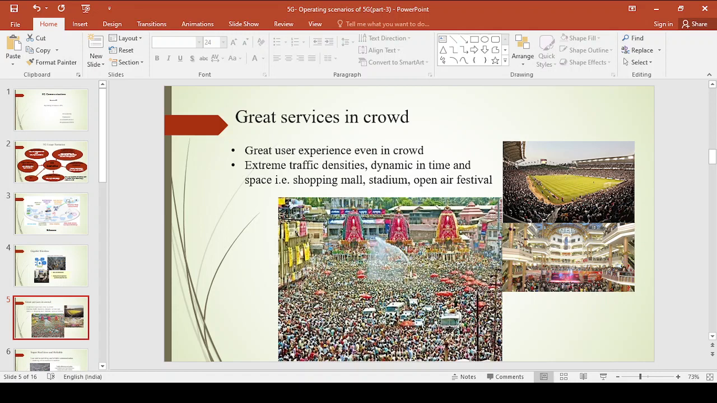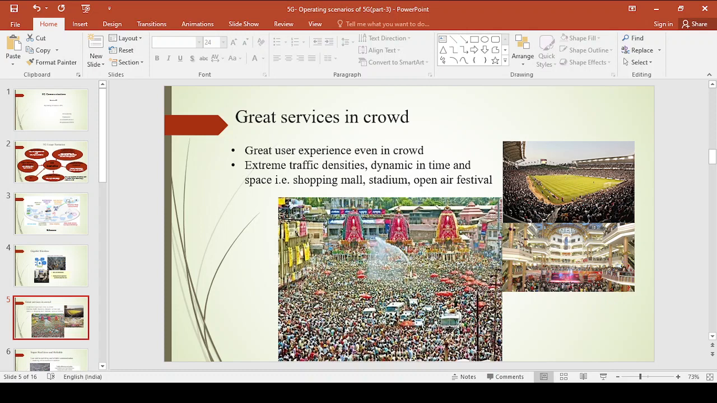If these are the situations under 4G, we may not be able to connect calls to other persons at these places, because there will be fluctuation in your signals. This is overcome under 5G. Now 5G provides a great user experience even in a crowd. Extreme traffic densities, dynamic in time and space, like shopping malls, stadiums, open air festivals. These are places where there is a chance of more people gathering.